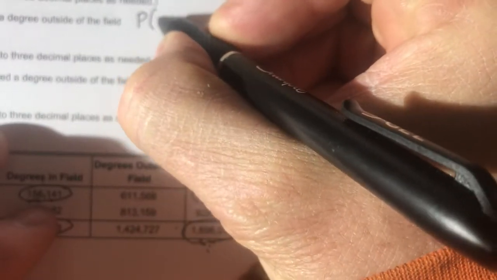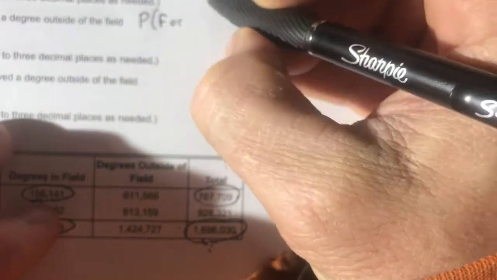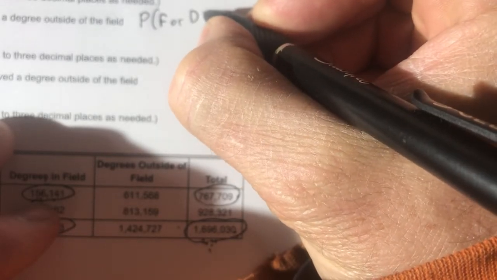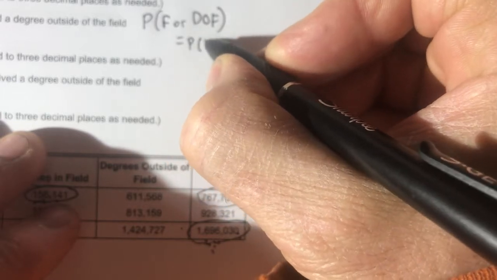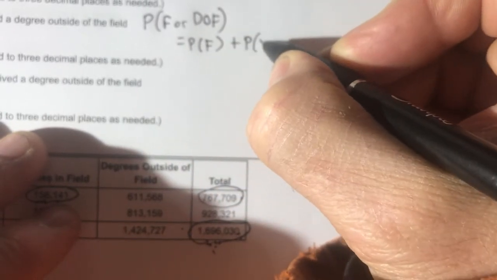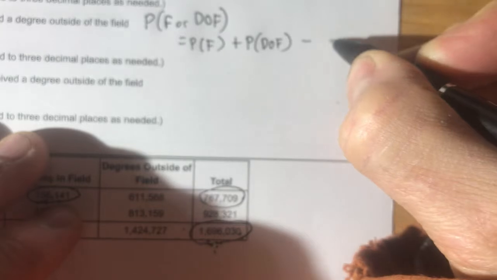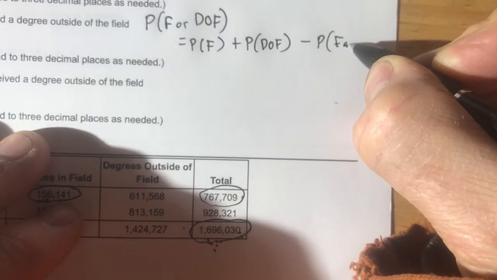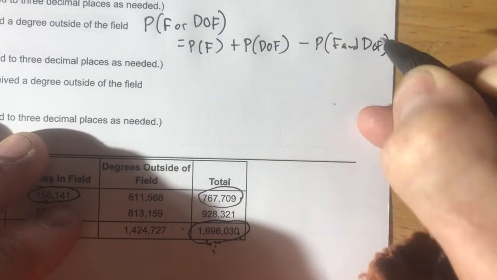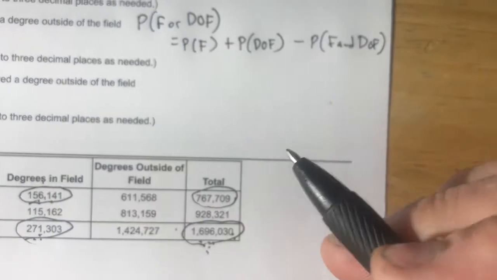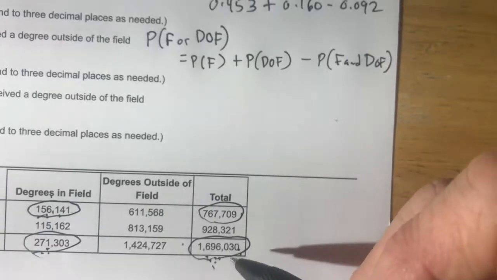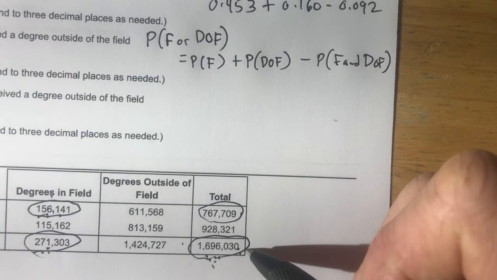It's like B here. The student is female or received a degree outside the field. So probably that they're female or degree, I'm going to put outside, DOF. All right, that's going to be the probability that they're female plus probably they got degree outside of field minus the probability that they're both. Okay? So the probability of the female, now remember, I'm just going to do the tops, and I'm not going to divide till the end on this one.